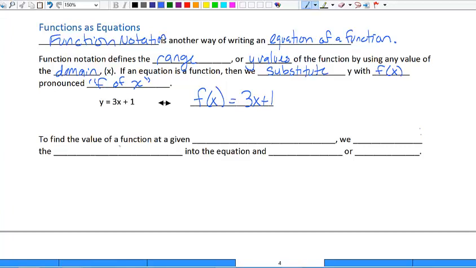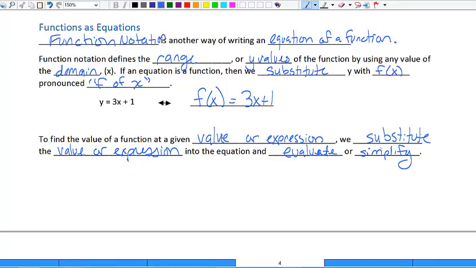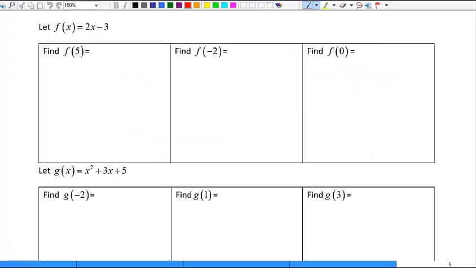So to find the value of a function at a given value or expression, we substitute the value or expression into the equation and evaluate if it's a value, or simplify if it's an expression. So now we will be evaluating.